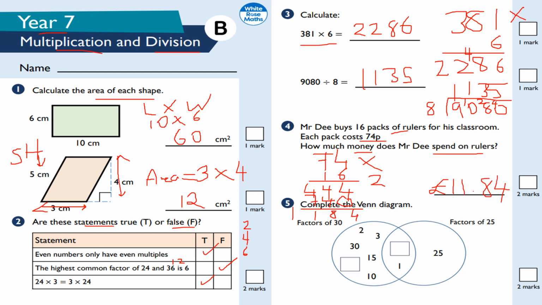This is question number 5. Complete the Venn diagram. Factors of 30, factors of 25. So factors of 30 is going to be 6. 5 is also a factor, but it's a factor of 25. And that's the answer for question number 5.